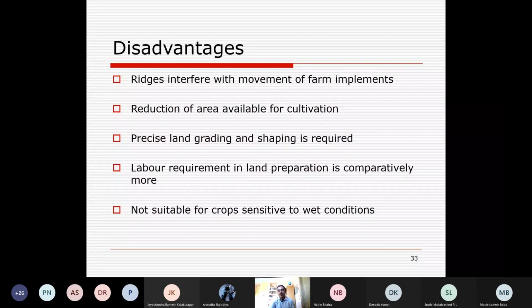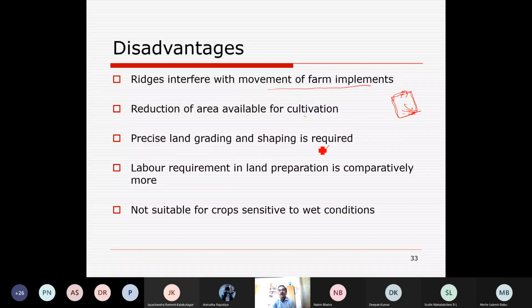What are the disadvantages? If we have advantages, there are certain losses as well. Ridges interfere with the movement of farm implements, because we have made ridges here, so they cause problems for small farm implements or they get broken. That is again a question of efficiency of irrigation and loss of time when machines are used. Also, loss of area available for cultivation. Because of these ridges, a certain amount of area is lost for cultivation.